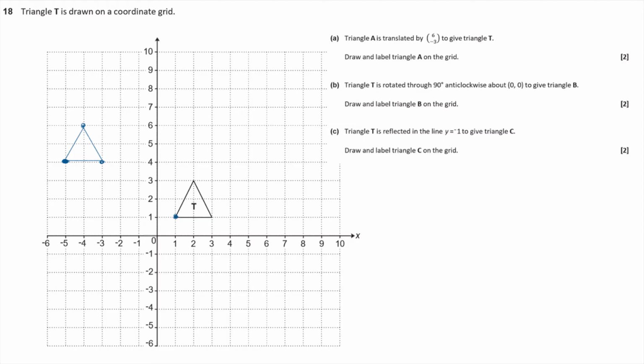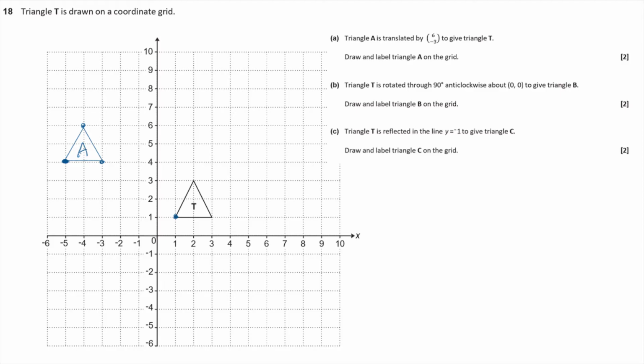Again, if I just take the top of my triangle here and go 1, 2, 3, 4, 5, 6 along and 3 down, you can see it now takes me down to T, doesn't it? So this was A, so that when I translate it using vector (6, -3), I get my triangle T back again. Right, so that's A done. That was quite a tricky one.